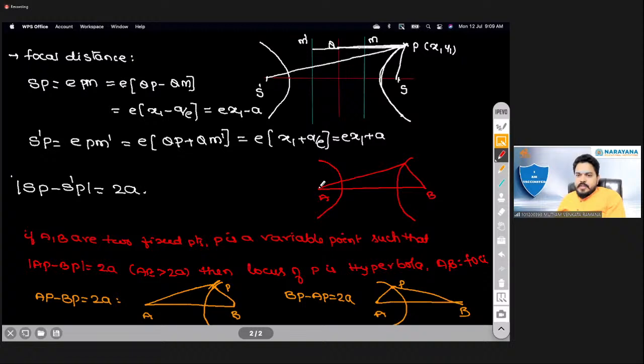You can take this one, or you can take this one. Okay, so focal length and focal distance.